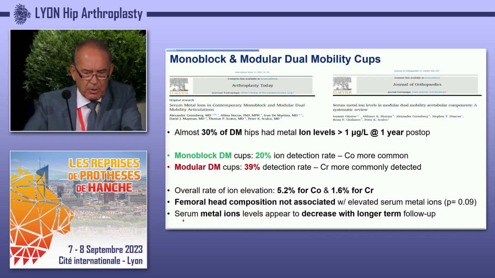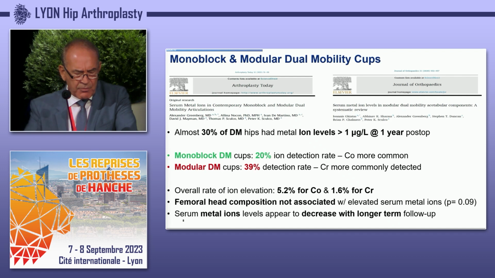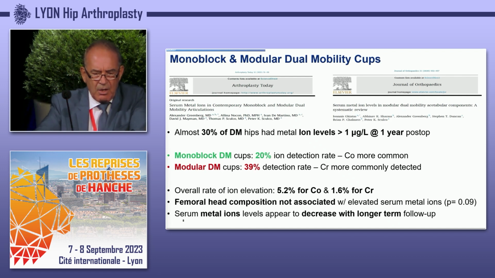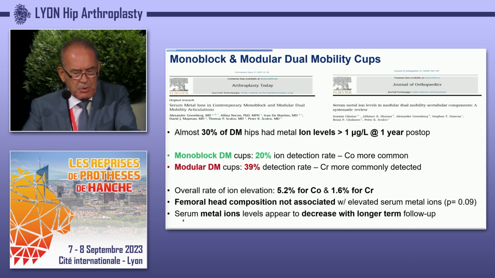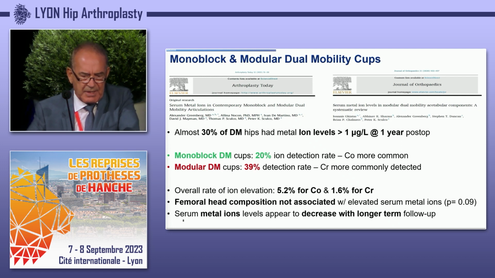What about the monoblock and the modular dual mobility? There is a lot of confusion, but if you see the literature, almost 30% of the dual mobility hips had metal ion levels of more than 1 microgram per liter at 1 year post-operative. And if you go to the monoblock, about 20% iron detection. In the modular dual mobility caps, 39% detection of more chromium. In the monoblock, it's more the cobalt.